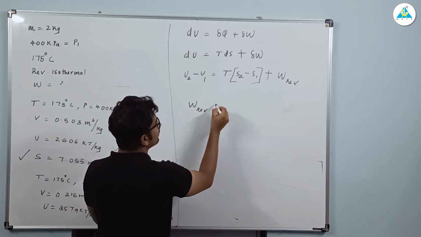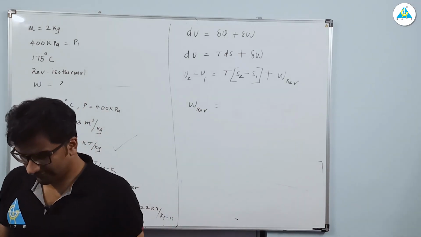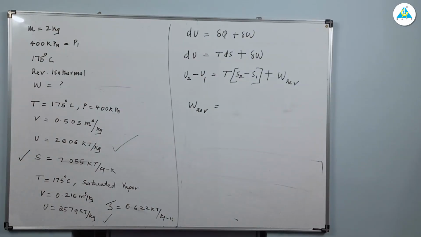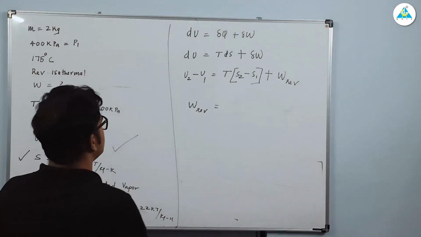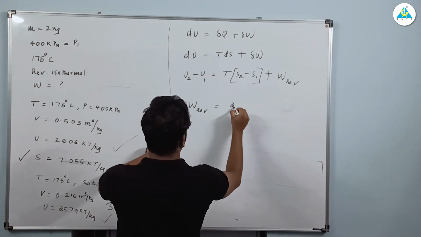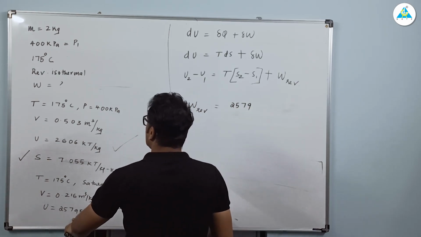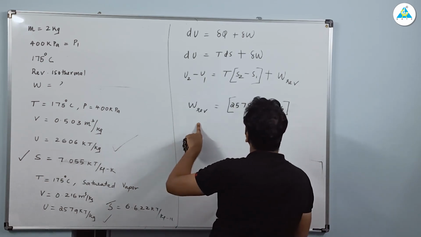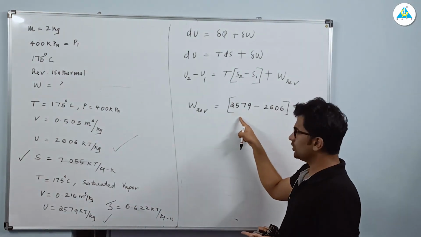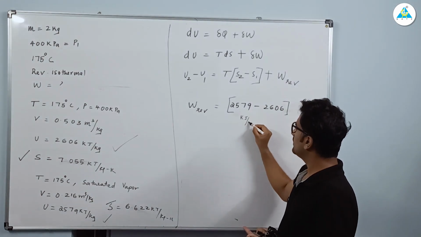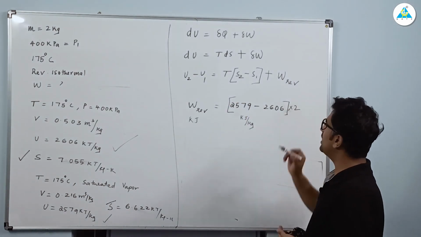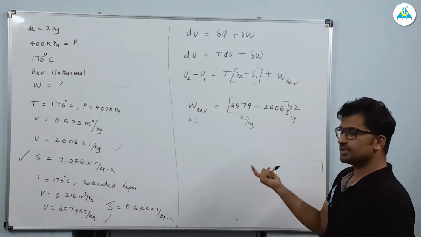What is the value of reversible work done? You have two values. U2, U1 is there, substitute and find the answer. Clear? So let me substitute now. What is U2 minus U1? U2 is 2579. U1 is 2606. But this is in what? This value is in kilojoule per kg. You need the answer in kilojoule. So multiply by the mass. Mass is 2 kg. Kg cancel, your answer will come in kilojoule.